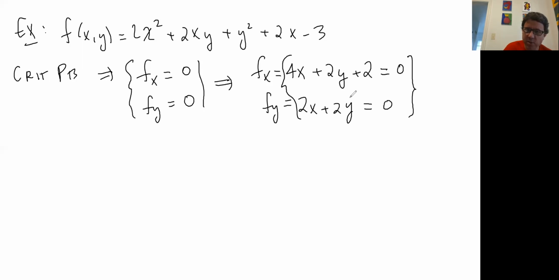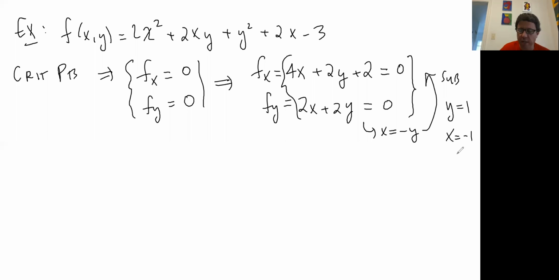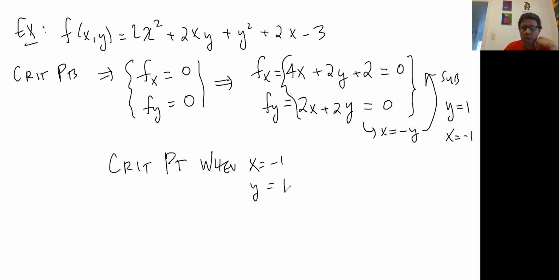Well, if 2x and 2y add to be 0, then that certainly means that x has to be the negative of y. So if I took that and substituted it into the top, I think you can pretty quickly get that y is going to have to be 1. So sub in, you can figure out that y has to be 1, and therefore x and y are opposite signs, so we get x equals -1. So that means that the critical point is just when x is -1 and y is 1.